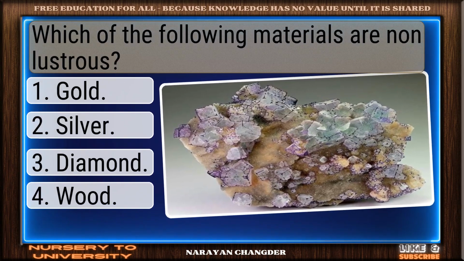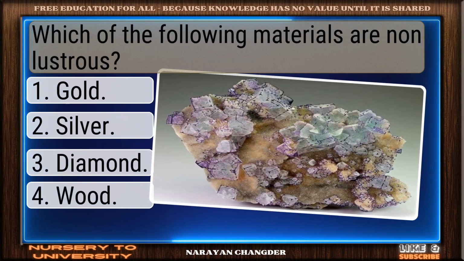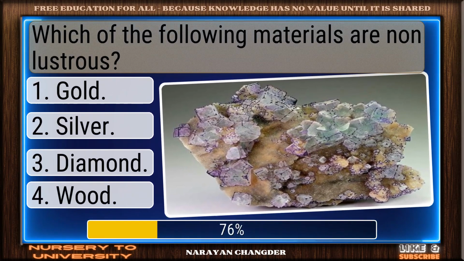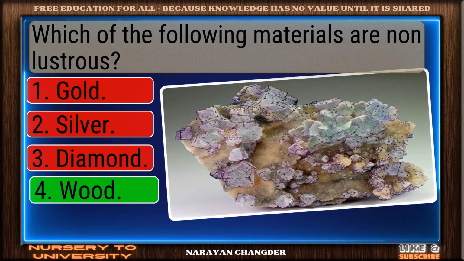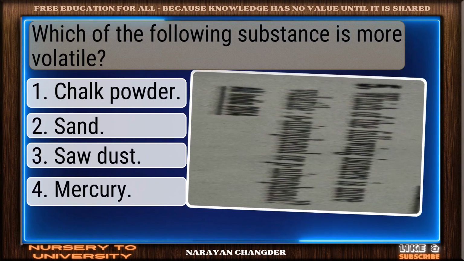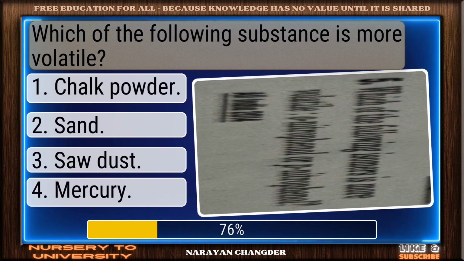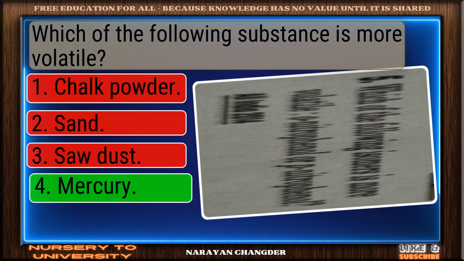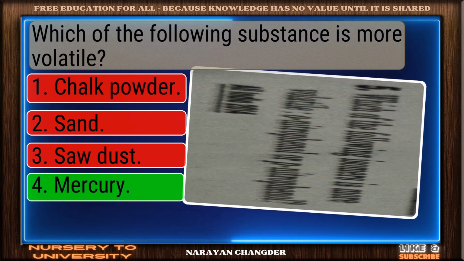Which of the following materials are non-lustrous? Bravo, wood is the answer. Which of the following substance is more volatile? You got it. Your choice, mercury, is right.